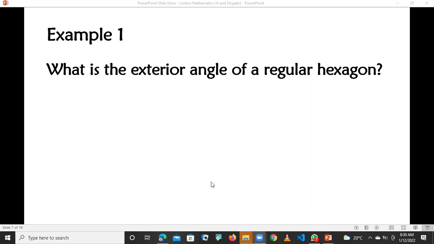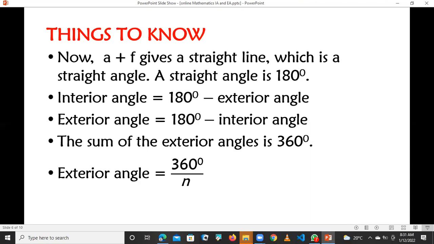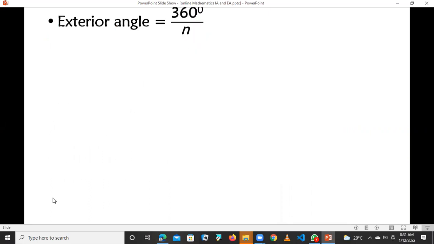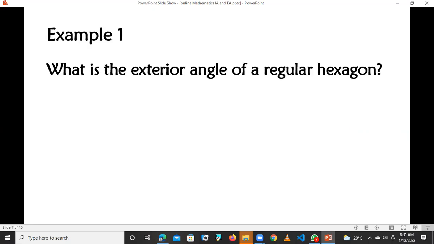Let me take you back a bit. We are talking about the exterior angle here. Remember where we have come from. We said that exterior angle, if you look at the last bullet, is equal to 360 degrees over n. So this is the formula that we are going to go with here. We have established that the number of sides is 6, and the angles are 6. So now what we are going to do is this. We'll say that our n, which is the number of sides, is equal to 6.